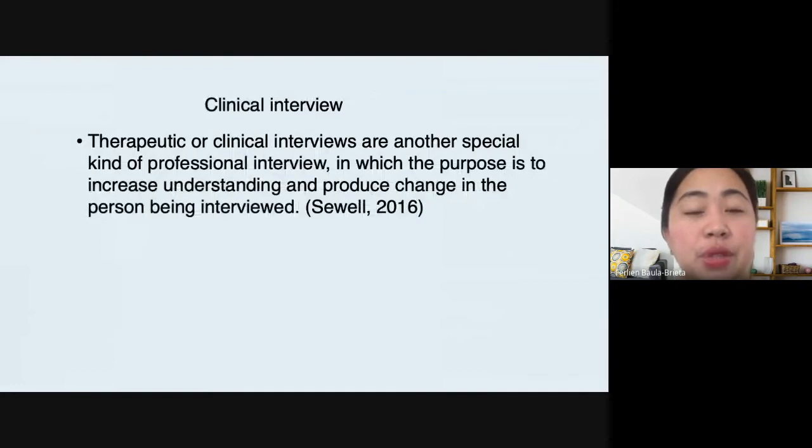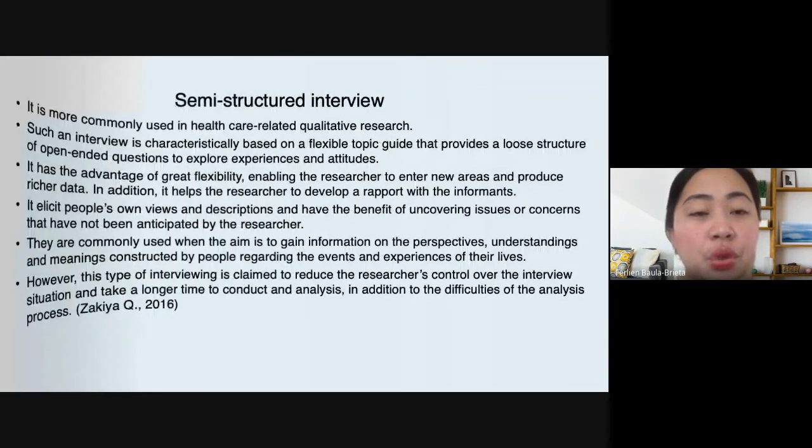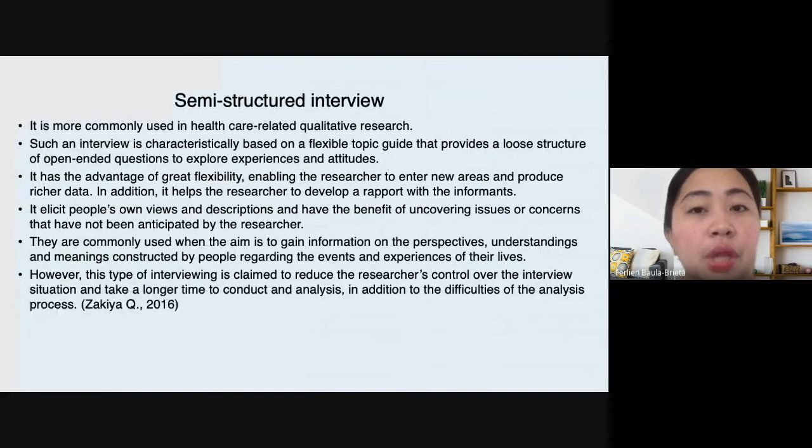Then we also have clinical interview. This is mostly therapeutic; clinical interviews are a kind of professional interview applicable to doctors or clinical pharmacists. These are useful in understanding the situation, for example the disease or the condition of the patient. This is helpful later on if you will do clinical research. Another one is semi-structured interview. It is most common in healthcare-related qualitative research because the interview is characteristically flexible.